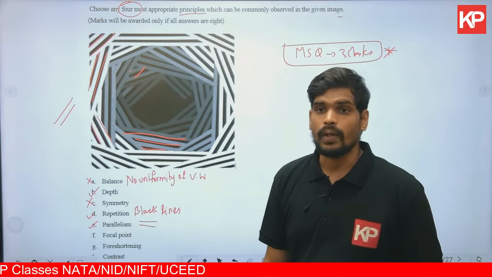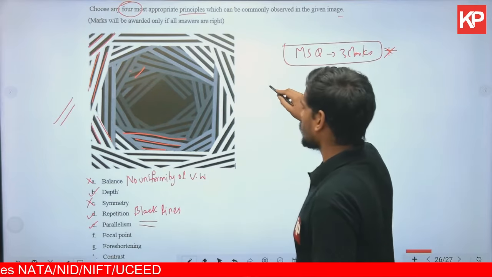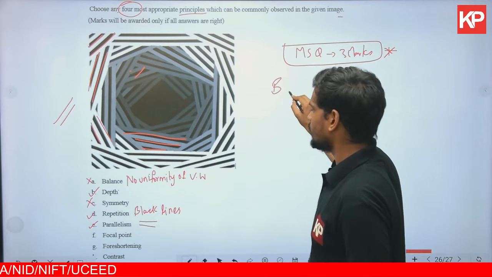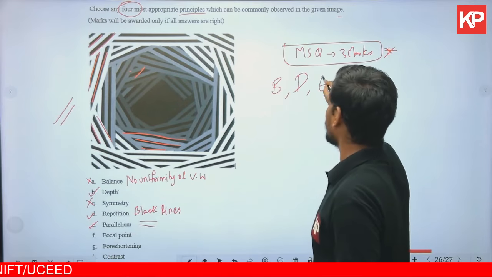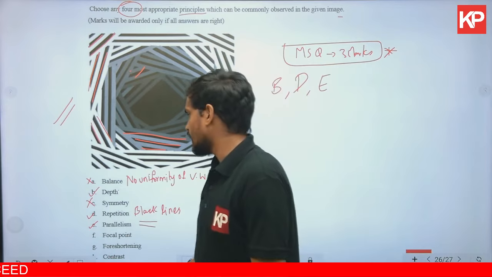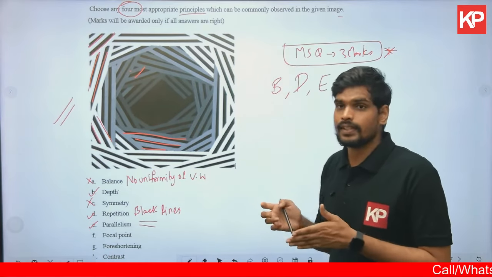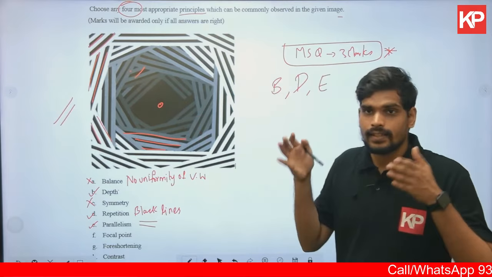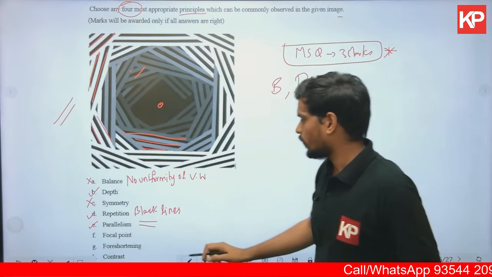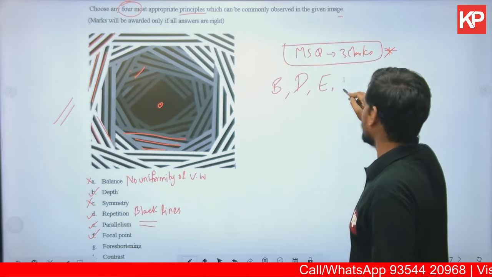Then you have focal point. The correct options till now are option B and option D and option E also, parallelism. Next you have focal point, option F. Do you have focus or emphasis? Yes, focus is created at the center, that is dark in color. So focal point also is correct.